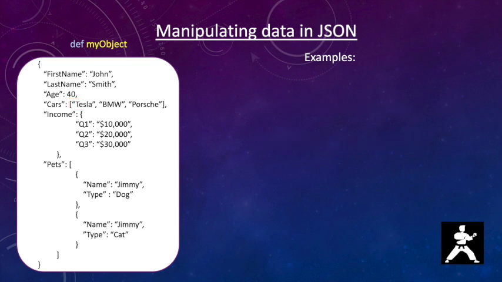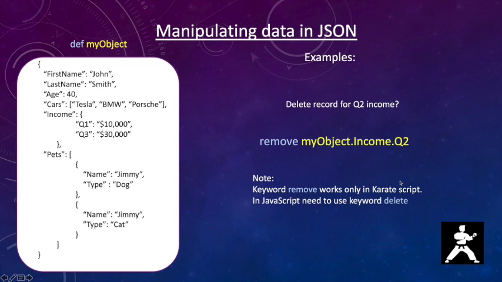So simple. And how to delete the record for Q2 income. So we have Q1, Q2, Q3, and we want to keep only Q1 and Q3 in this object. Again, it's pretty simple. You have to use the keyword remove, then you call myObject.income.Q2. And when you execute this expression, the record in the income object will be deleted. Please keep in mind that the keyword remove works only in Karate script. In JavaScript, you will need to use the keyword delete.